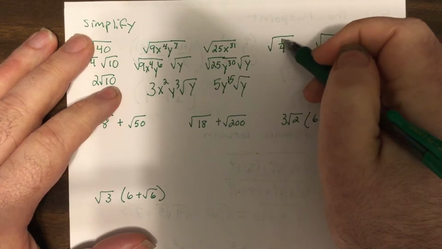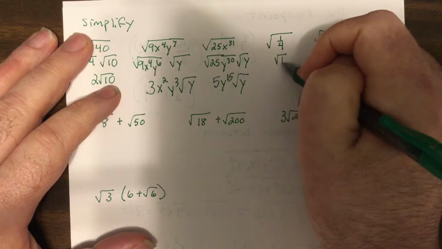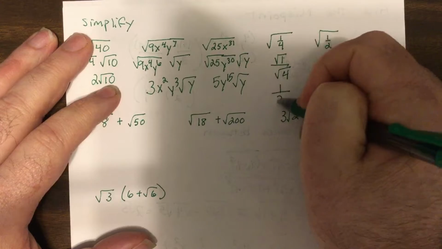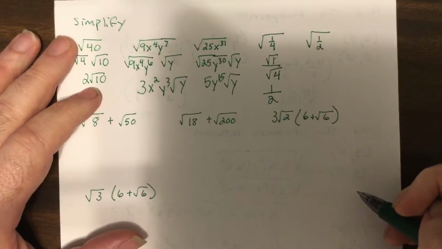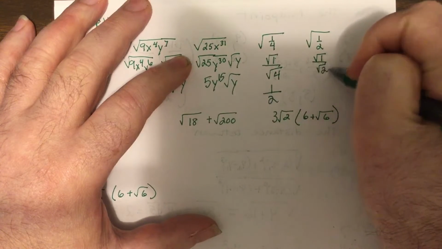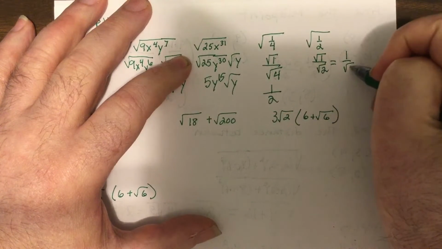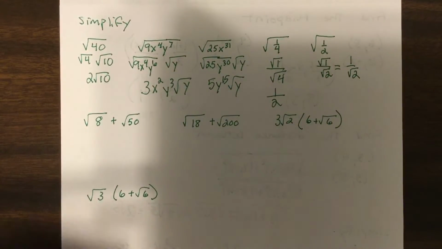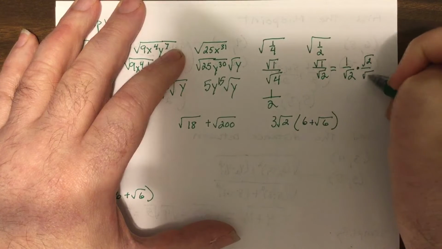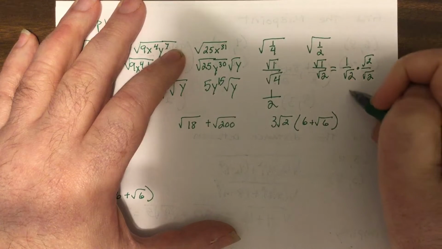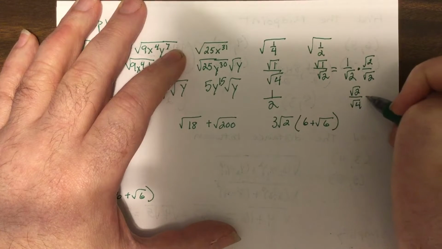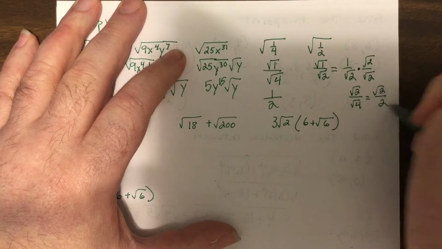We have a square root of a fraction, so you square root the top, square root the bottom. Square root of 1 is 1, square root of 4 is 2. Now 1/2, we'd go square root of 1, square root of 2. That'd be 1 over the square root of 2. Not allowed to have a square root in the bottom, so if you remember, you multiply the top and the bottom by that square root. So it'd be square root of 2 over square root of 4. But the square root of 4 is 2.